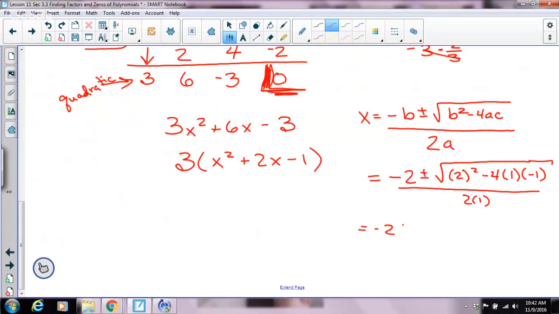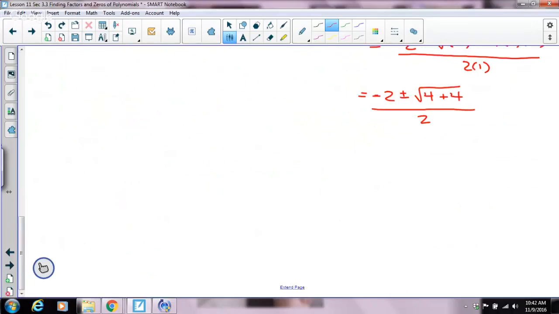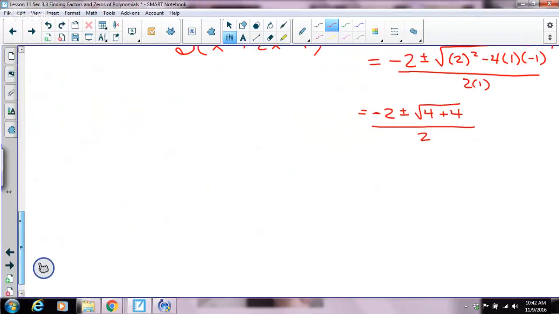So that becomes negative 2 plus or minus the square root of 4 plus 4, all over 2. Them signs will get you. Negative 4 times negative 1. Do you see that? It's positive. So 4 plus 4 is 8. Do you leave it like that? No. The square root of 8 can be simplified, can't it? So we get negative 2 plus or minus the square root of 8 over 2.